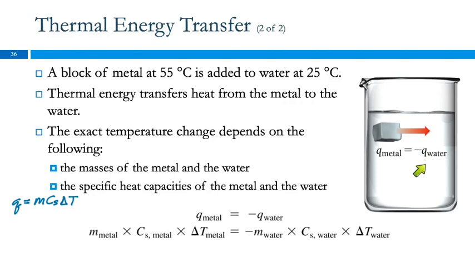Sorry. So we could calculate a lot of different things depending on what we know. So one of the things that we can calculate is, well, if I know the initial temperature of the metal, and I know the initial temperature of the water, and I know the masses of each and their specific heat capacities, I could calculate the final temperature of the water. It's kind of a messy calculation, but I can do it.